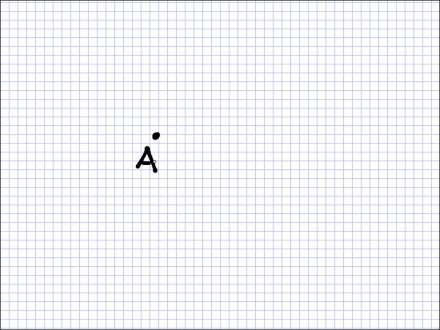Okay, so there's A, and then there's B, and that's a length of 6. And this angle here is 20 degrees.